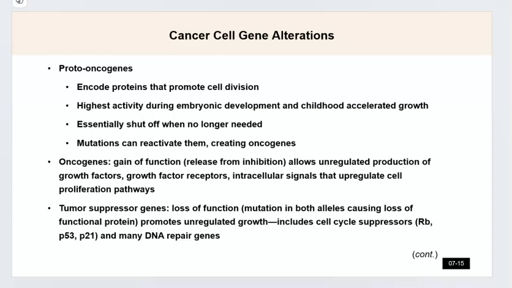Next, there are many protective genes that encode proteins that inhibit uncontrolled cell division. So if those are damaged, right, then we have a problem. And that is tumor suppressor genes. So we have loss of function. Remember, we have some kind of mutation now in both alleles causing loss of functional protein, and that can cause unregulated growth. This includes the cell cycle suppressors and many DNA repair genes.